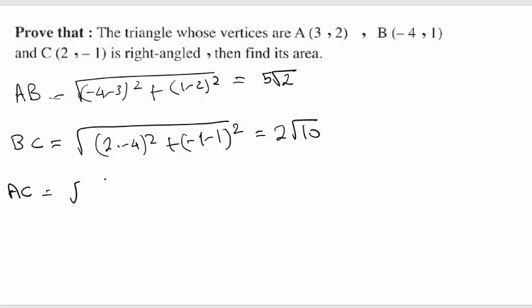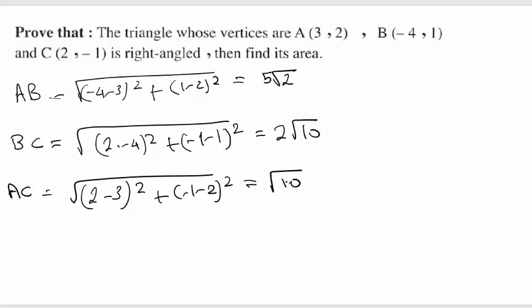And now the last one is AC, which equals the square root of (2 minus 3) squared plus (negative 1 minus 2) squared, which equals root 10. Now I will take the bigger side, which is 5 root 2.